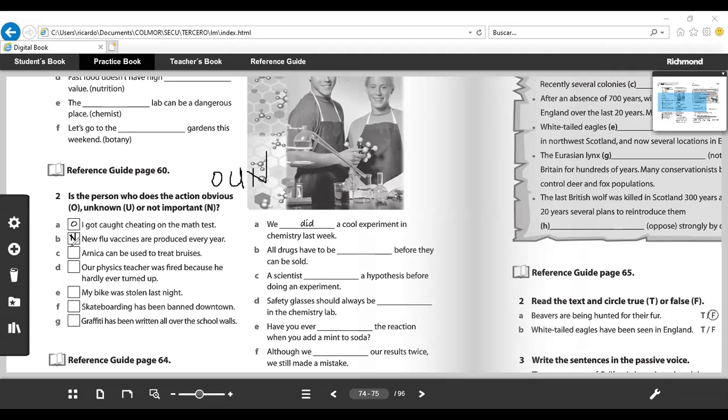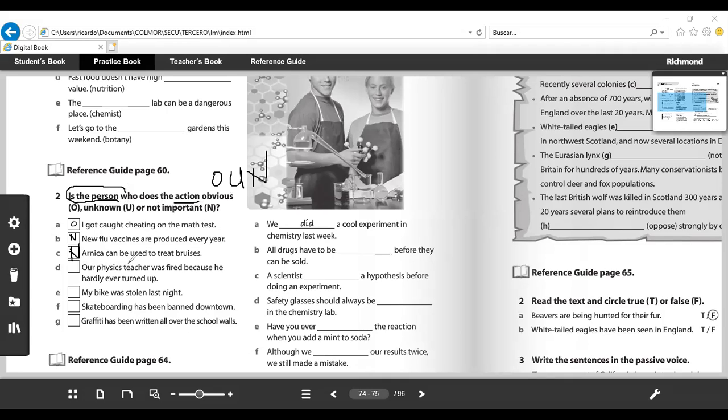Now it's going to be obvious, unknown, or not important. In case you are wondering what we are doing here, we are trying to find out if the subject, the person who is doing the action, is obvious, unknown, or not important. See? Okay, now letter D.